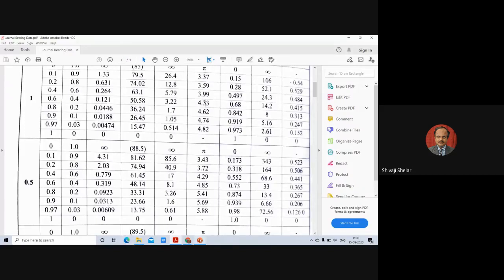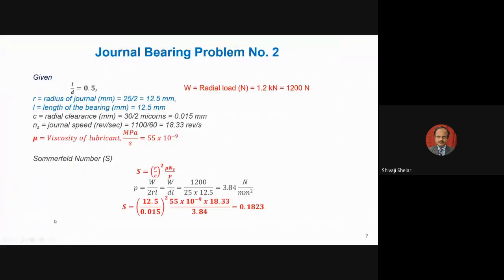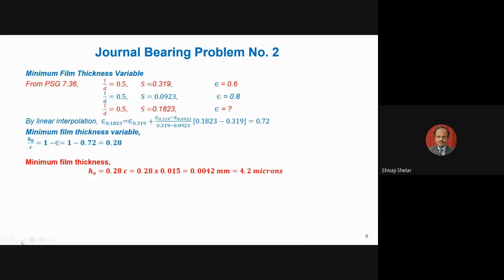So if we go to the presentation here, we have taken these values in the next slide. When L by D is equal to 0.5, S is equal to 0.319, epsilon value was 0.6. When L by D is equal to 0.5, S is equal to 0.923 from page 7.36, epsilon value was 0.8. In our calculation at this moment, we have L by D equal to 0.5 and S is equal to 0.1823. So what is the corresponding epsilon value?